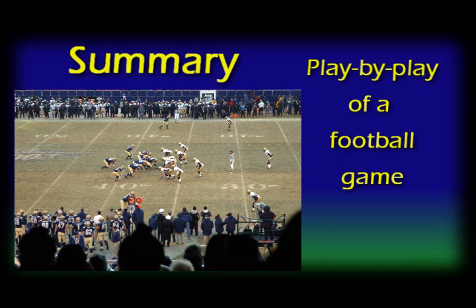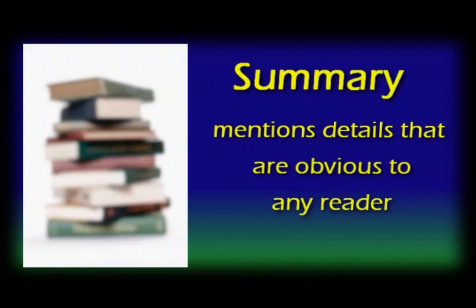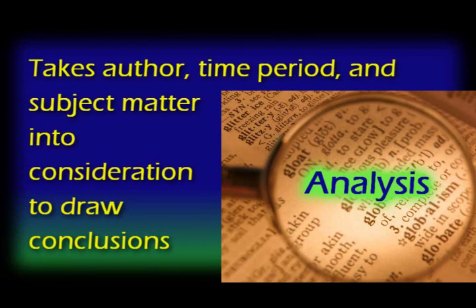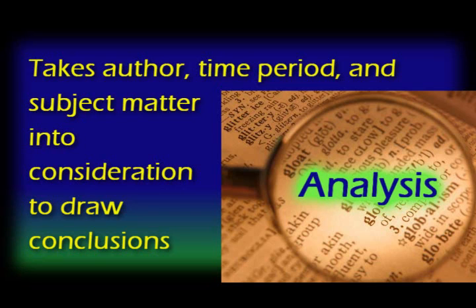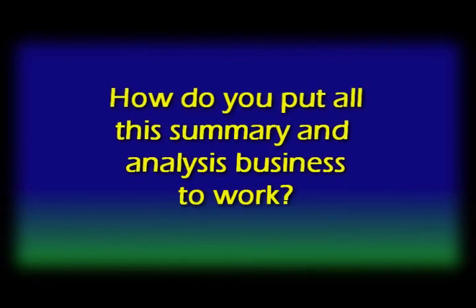Summary reviews what is in the work, like a play-by-play of a football game. Analysis evaluates what is in the work, like a Monday morning quarterback. Summary mentions details that are obvious and apparent on the surface. Analysis takes the author, time period, and the subject matter into consideration to draw conclusions about the literary work. So how do you put all this summary and analysis business to work?